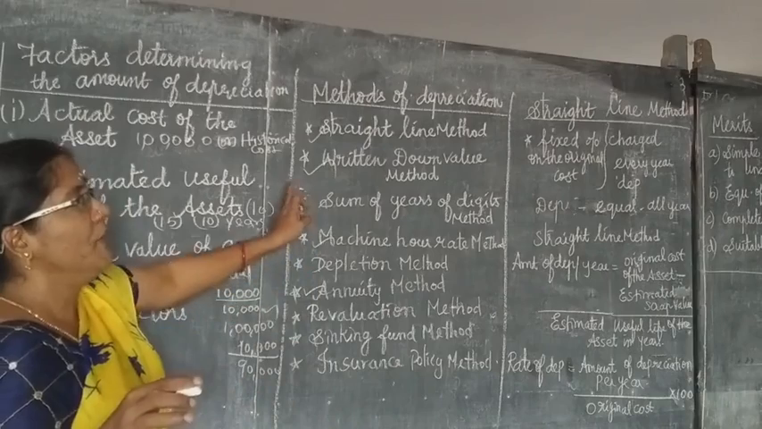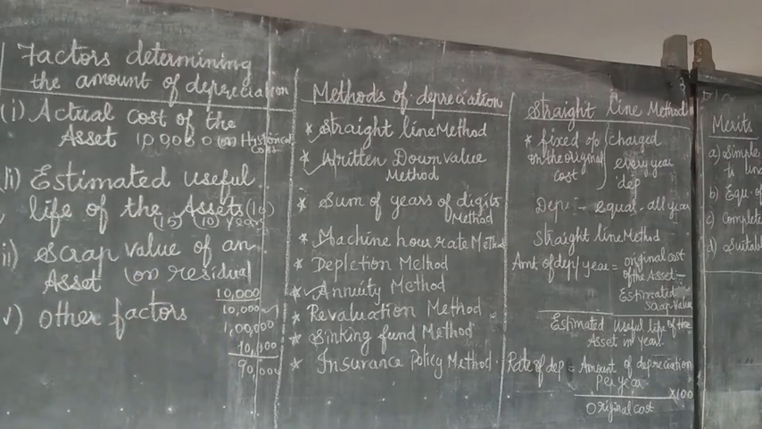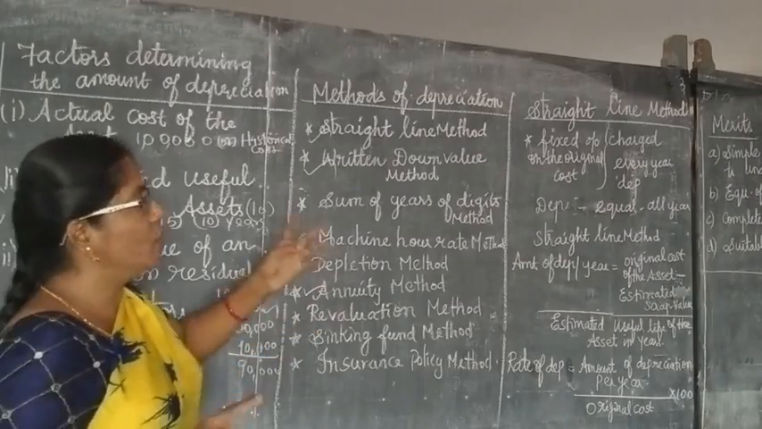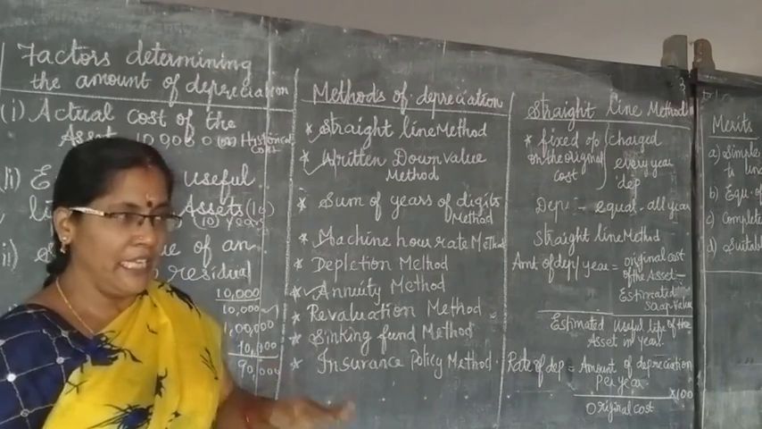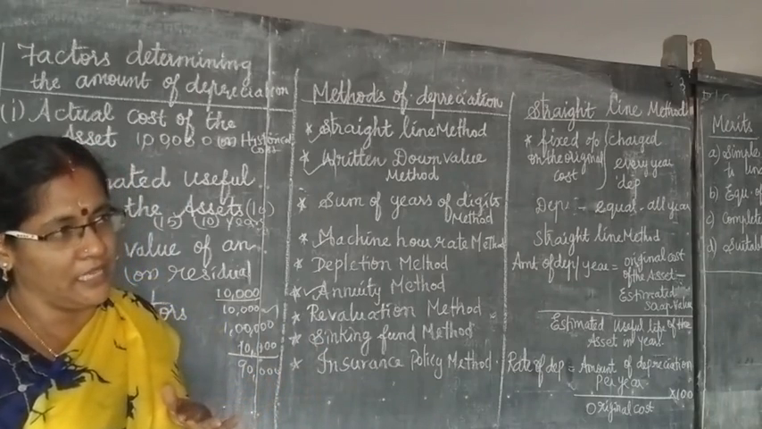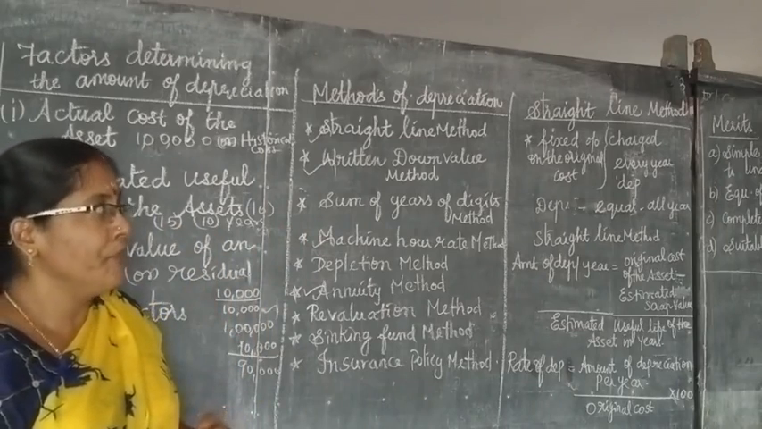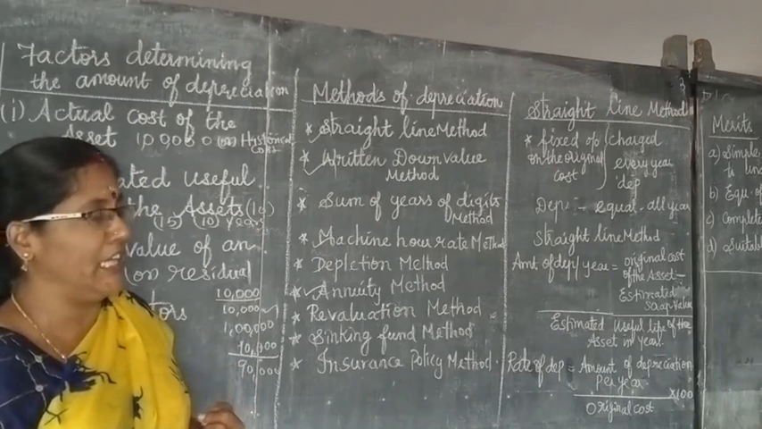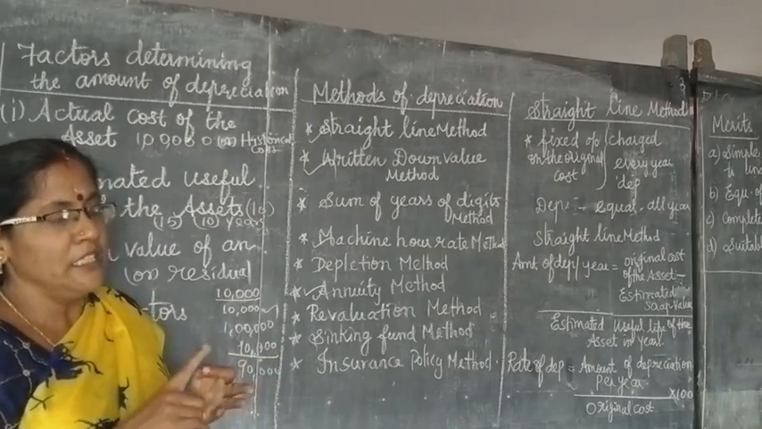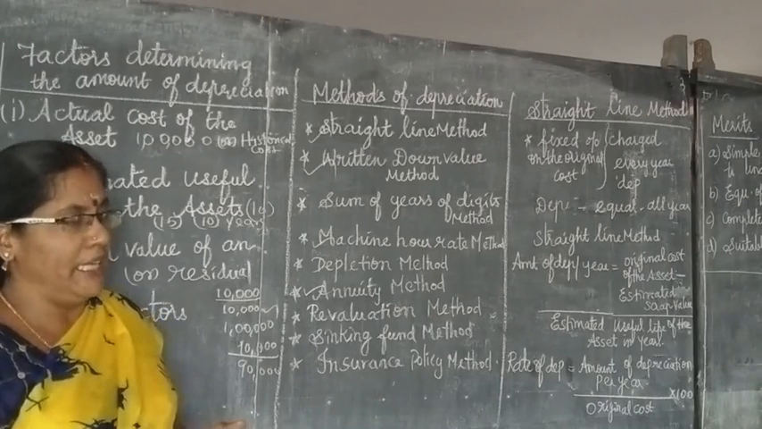Now let us get into the first method, the straight line method. The other name for the straight line method is the fixed installment method, and another name is the original cost method. First, we can know these 2 methods in detail, then it is easy for us to do the sums, because all the sums contain these 2 methods alone. First method, straight line method, and then the written down value method. Let us see these 2 methods in detail and then get into the illustration problem. By then you can know easily.